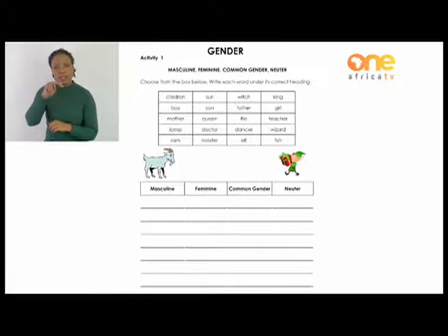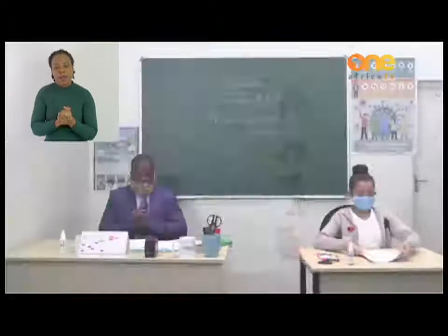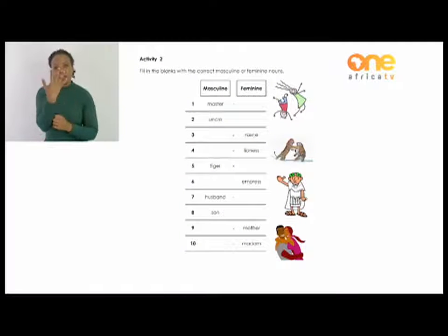Without wasting much of our time, let's turn also our books on page 5, activity 2, where you are supposed to fill in the blanks with the correct masculine or feminine nouns. You are given either masculine or feminine, so you need to fill the blanks. Number 1 is saying master. Master is masculine, mistress is feminine. So, boys and girls, let's do the rest.